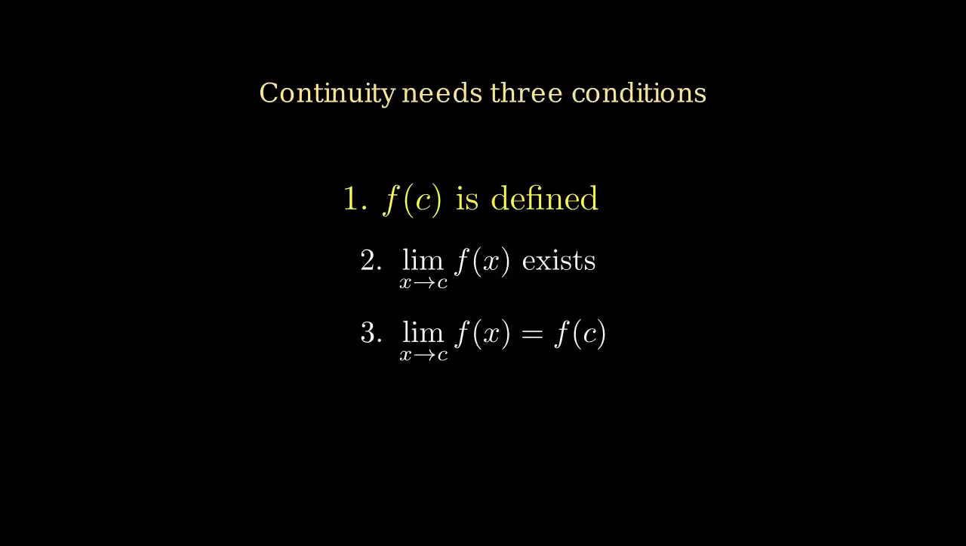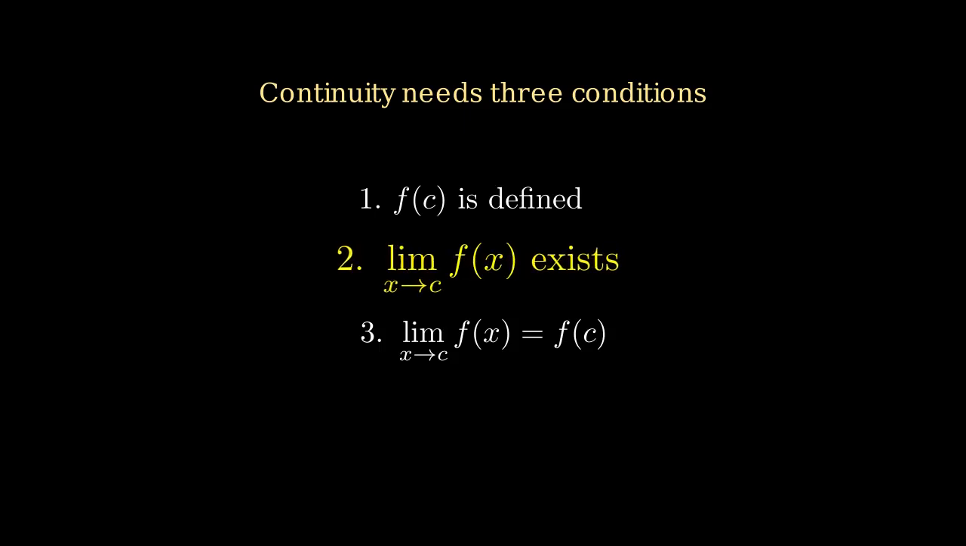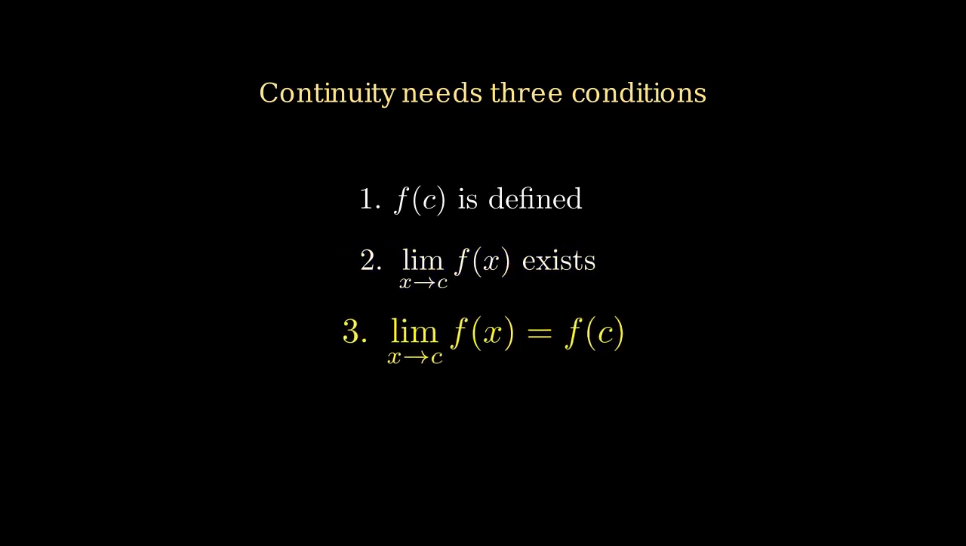A function f is continuous at x equals c only when three conditions all hold together. First, f of c must be defined. Second, the limit of f of x as x approaches c must exist. Third, that limit must actually equal f of c.